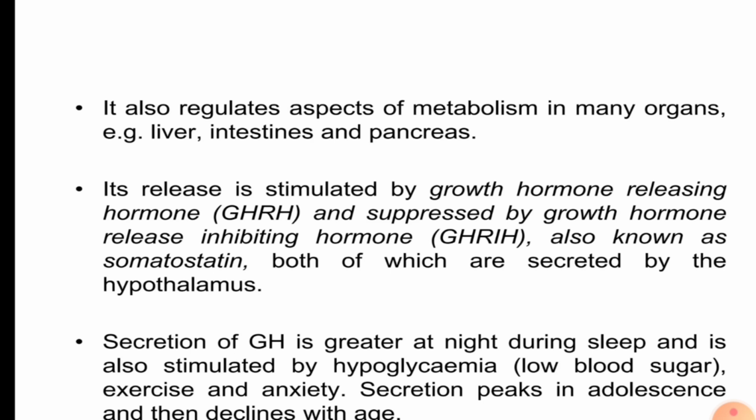It is stimulated by growth hormone releasing hormone GHRH and suppressed by growth hormone release inhibiting hormone, also known as somatostatin, both of which are secreted by the hypothalamus. Secretion of GH is greater at night during sleep and is also stimulated by hypoglycemia, low blood sugar, exercise, and anxiety. Secretion peaks in adolescence and then declines with age.